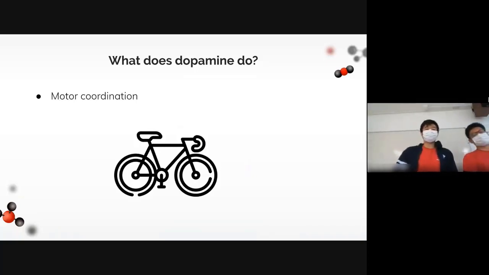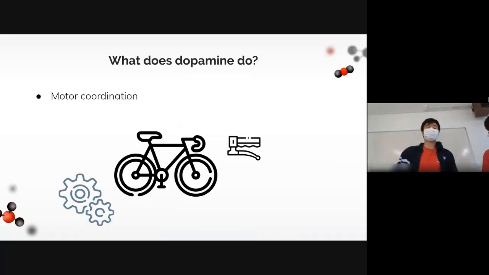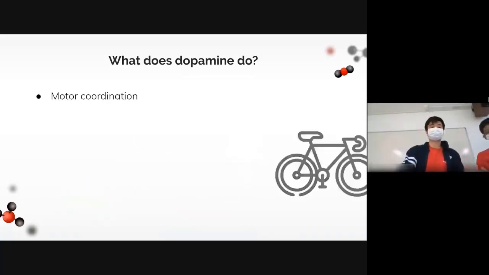The idea is that in our body, there are two pathways. There's a pathway that inhibits your motion and a pathway that promotes your motion, and both of them work at the same time. So imagine your body as a bicycle. The pathway that promotes motion is like the gears in your bicycle. When you oil the gears, you can move faster. And the pathway that inhibits your movement is like the brakes. When you hold onto the brakes, you can't really move, right? So what dopamine does is it oils up your gears and it inhibits the inhibitor of your movement. It releases your brakes, and of course, you can move faster.